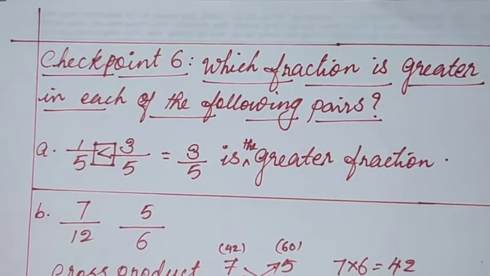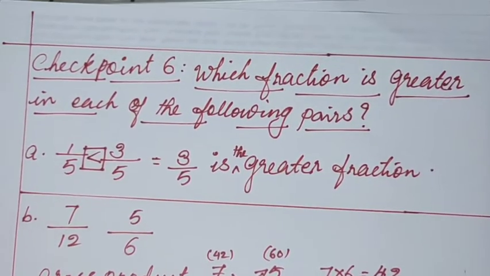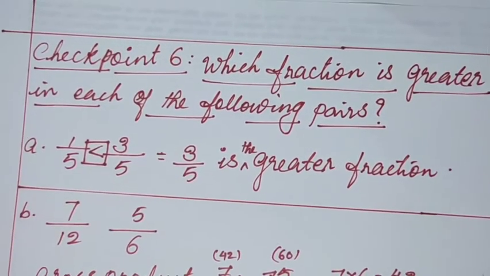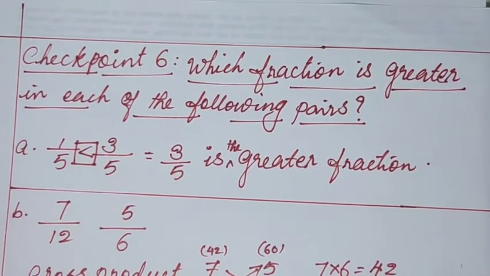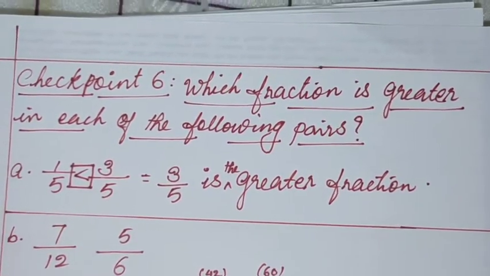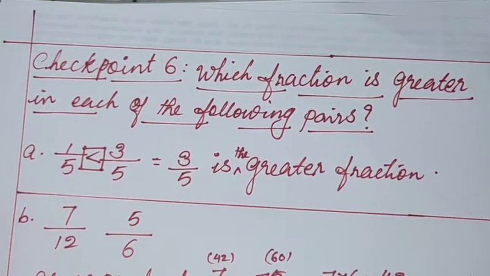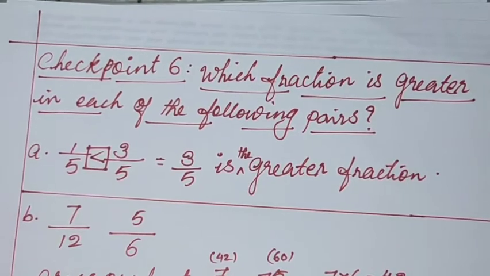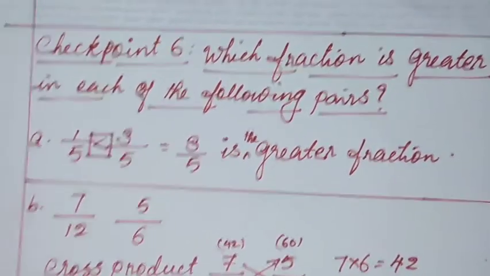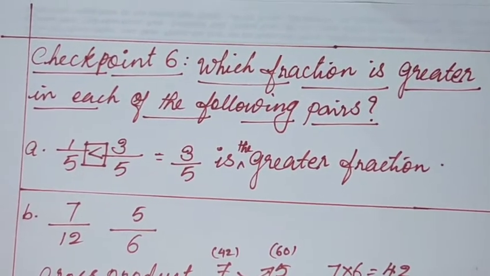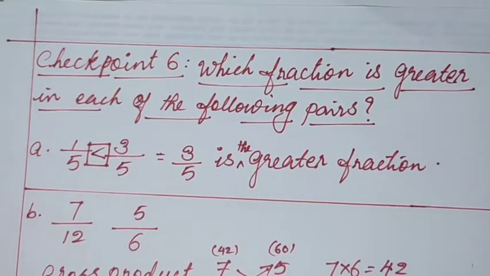Checkpoint number 6. Which fraction is greater in each of the following pairs? The first question, 1 by 5 and 3 by 5. Out of these fractions, we have to find out which one is greater. Both denominators are the same, which means they are like fractions. In like fractions, what is the rule for finding greater or smaller? For comparing the fractions, we have to see only the numerators. That means 3 by 5 is bigger than 1 by 5.